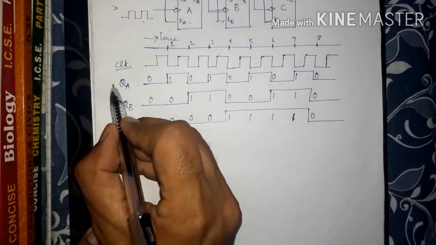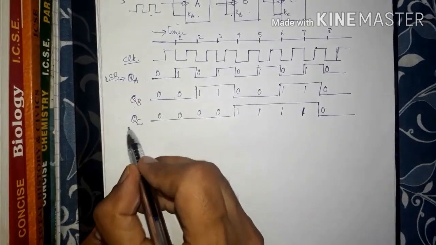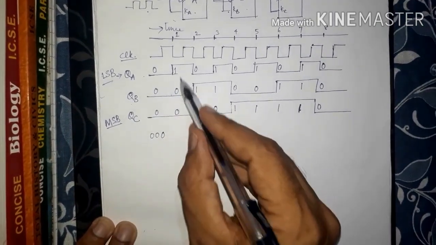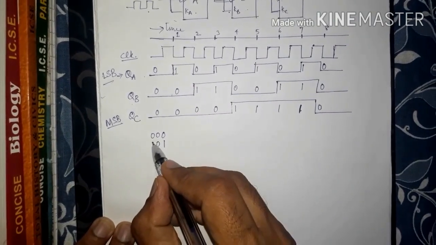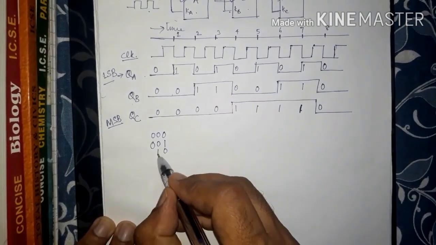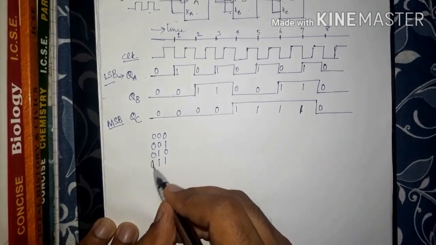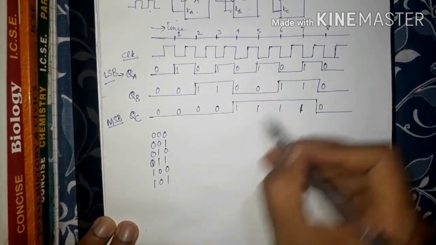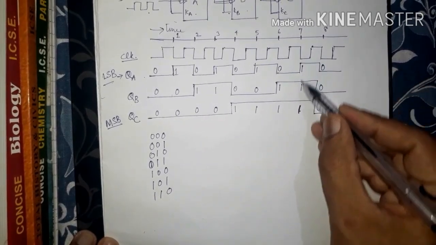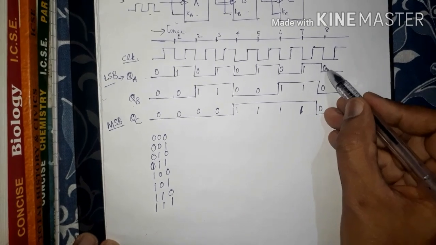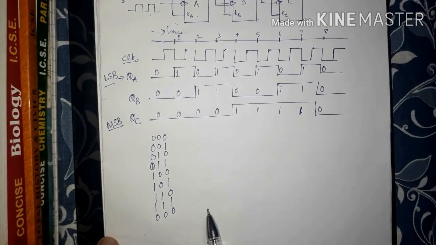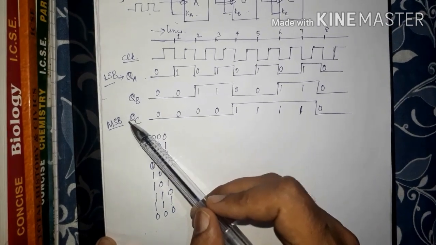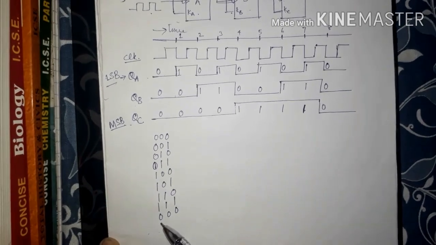So if we take this as the least significant bit and this as the most significant bit, we write it like this: 0, 0, 0. At the next clock cycle, it becomes 0, 0, 1, and further. If we complete it like this, this is 0, 1, 1, and at the 7th clock cycle it becomes 1, 1, 1, and after this it becomes 0, 0, 0. I repeat, this pulse QA is the least significant bit, so you write it on the right hand side, and this is the most significant bit, you write it on the leftmost side.